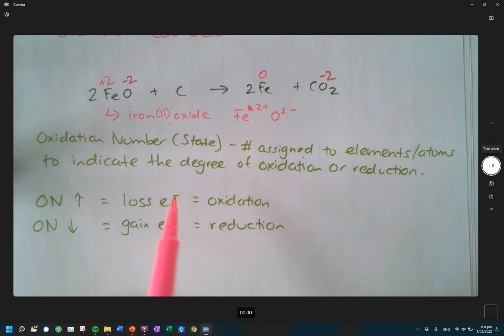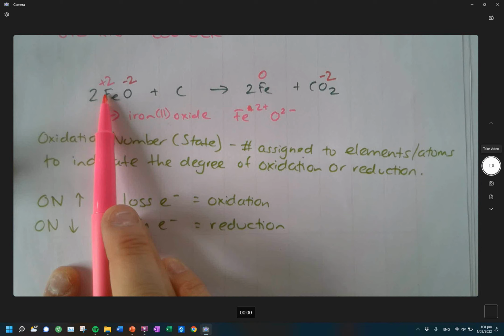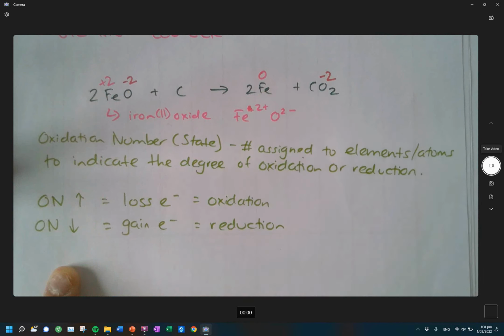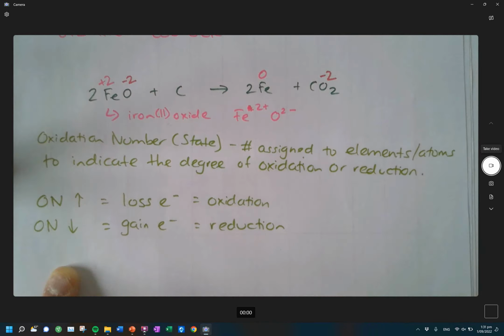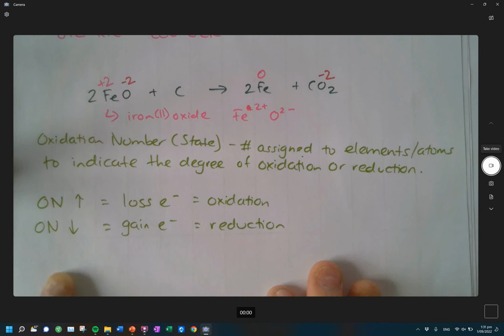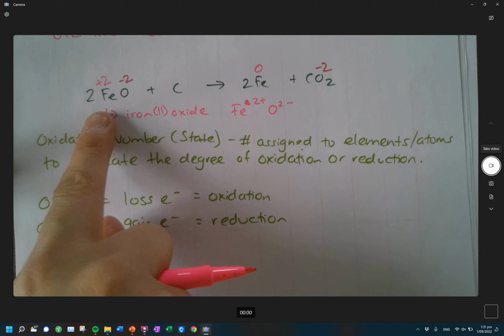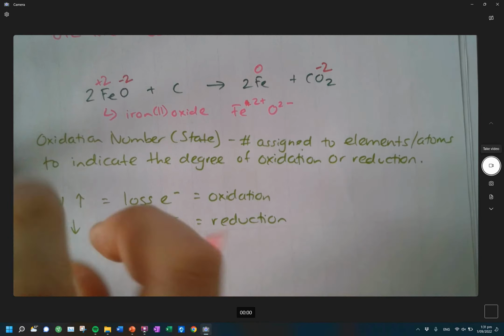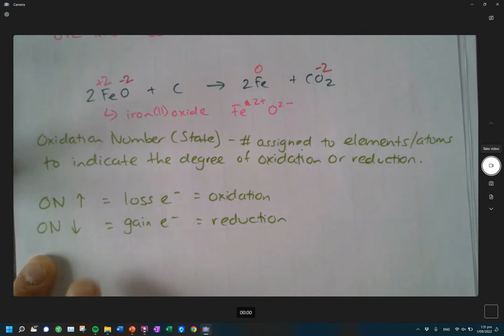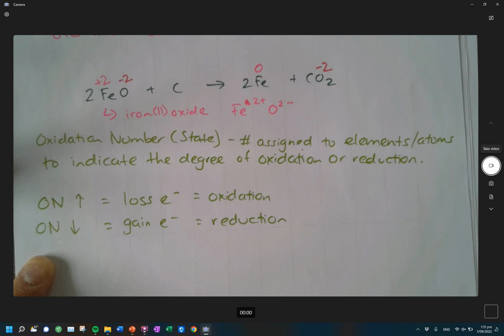Now, do you see here how the oxidation number has gone from +2 to 0? Is that increased or decreased? It is decreased. So what that tells me is that the iron here is getting reduced. So if I'm looking at that example, iron is being reduced. And on top of that, the iron oxide is the oxidant.